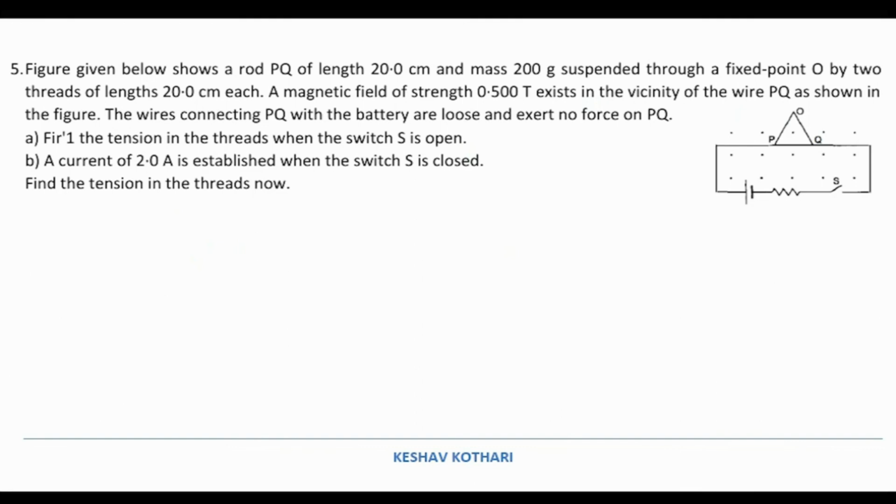Find the tension in the thread when the switch is open. A current of 2 ampere is established when the switch is closed. Find the tension in the thread now.